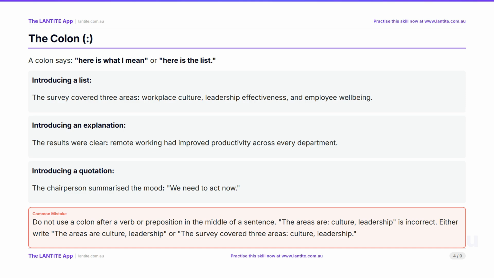The important rule is that the part before the colon should be a complete clause that makes sense on its own. A common mistake is putting a colon after a verb or preposition. Do not write: the areas are: culture and leadership. Either remove the colon or restructure the sentence, so the first half stands on its own.